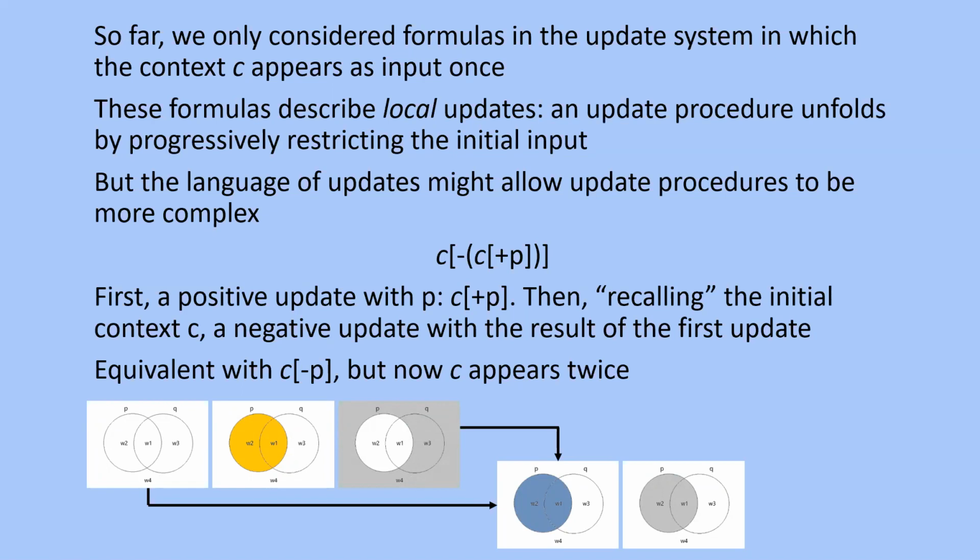Here's an illustration of this process. So you start from your context. The first thing you do is C plus P, right? So you accept the P worlds and then you drop the rest. And then the information that you collected here, you're going to reject it from the initial context, right? Which gets used again, and then define the final context.